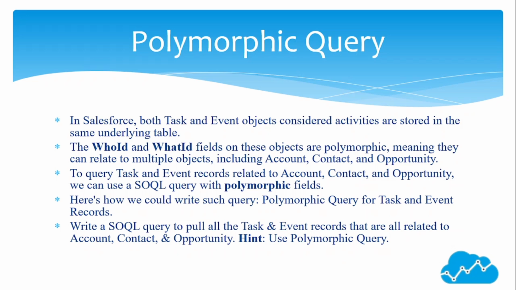Here's how we could write such a query. Polymorphic query for task and event records. Write a SQL query to pull all the task and event records that are related to account, contact and opportunity. Hint: use polymorphic query.